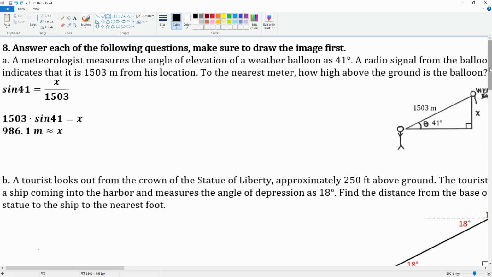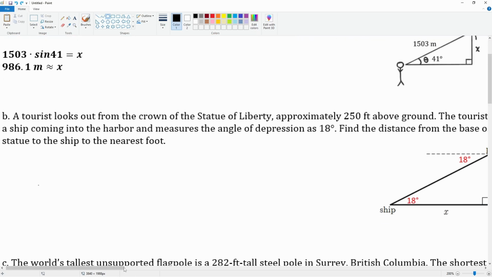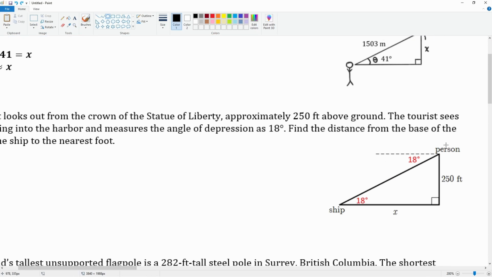Okay, the next one looks like this. The angle of depression from that person is 18 degrees, but you can draw another triangle below it, and if from the person the angle of depression is 18, the angle of elevation from the ship's point of view is 18, and the reason why is because alternate interior angles are congruent. So this is 18, this is also 18.